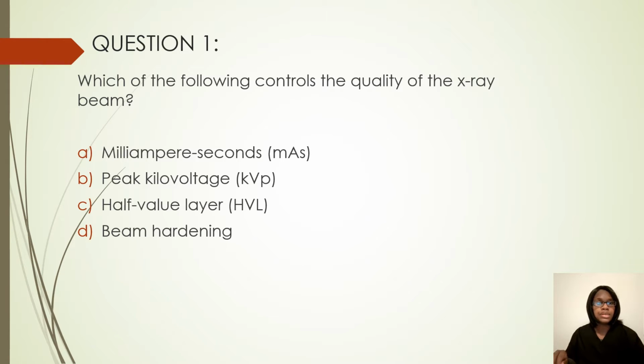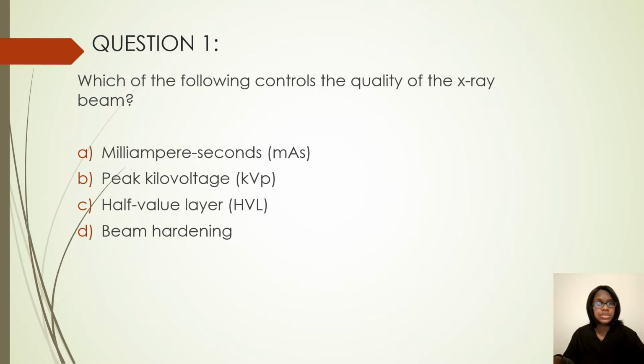For question 1, which of the following controls the quality of the X-ray beam? You have your mAs, your kVp, your HVL, and your beam hardening. Now I'll just give you a few seconds to figure out the question, and then I'll give you the answer on the next slide.